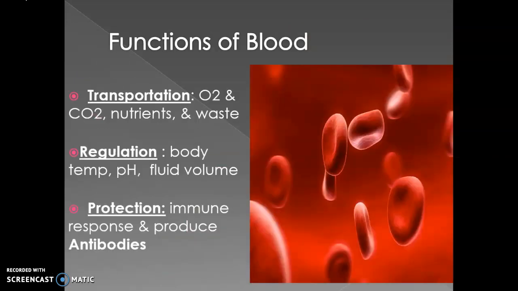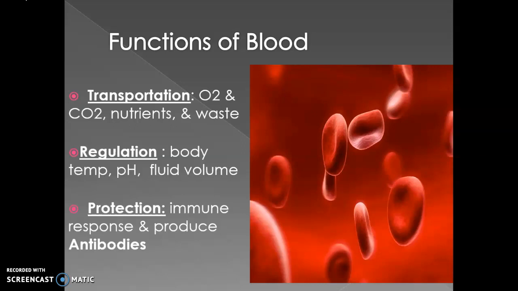Some basic functions of blood. Blood helps in transportation of many things. Blood transports oxygen, carbon dioxide. Blood also transports nutrients to different cells of the body. Blood carries waste from different cells of the body and takes it to the urinary system. Blood also transports hormones and other important ions.